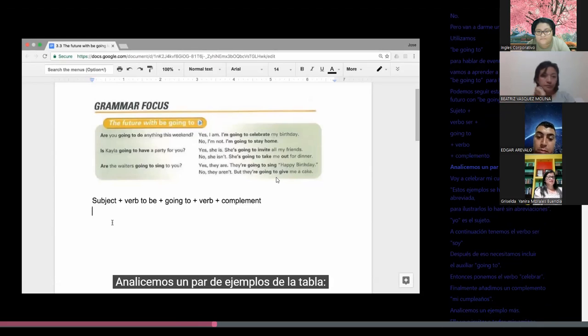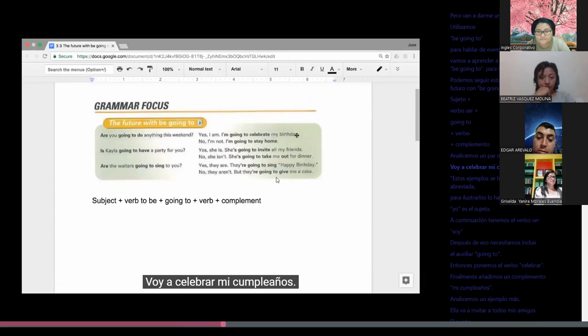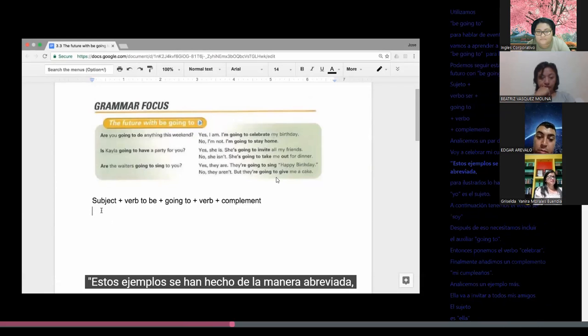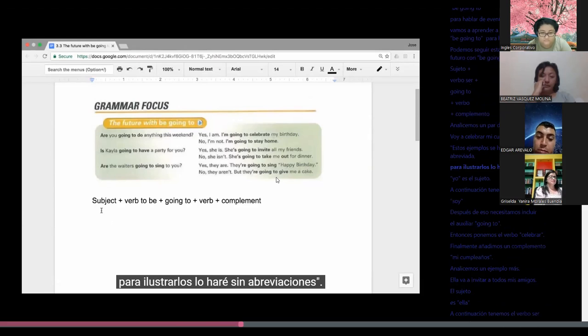Let's analyze a couple of examples from the chart. I'm going to celebrate my birthday. These examples are contracted, by the way. In order to illustrate these examples, I will do it without contractions.